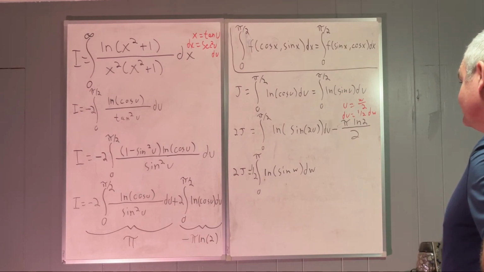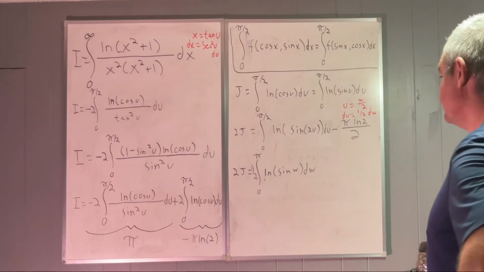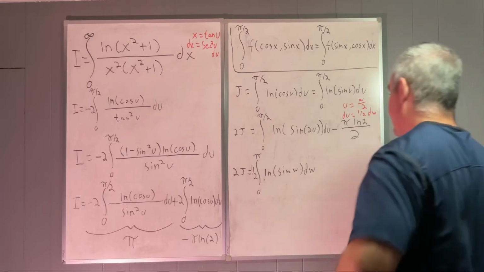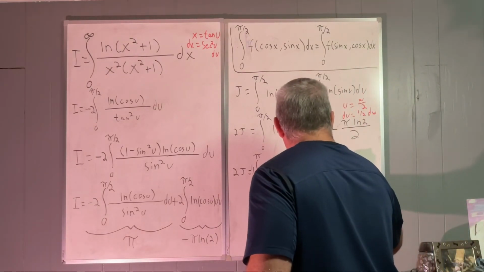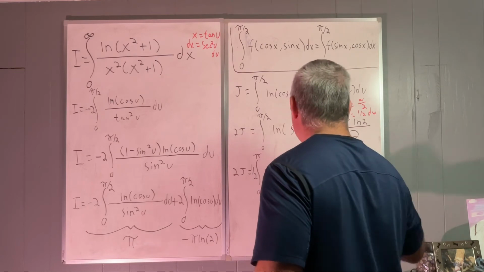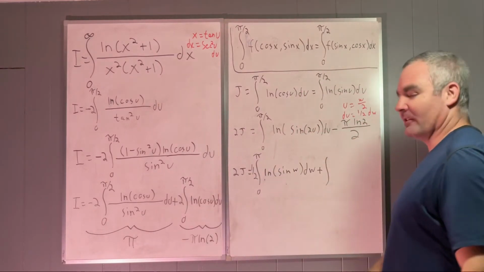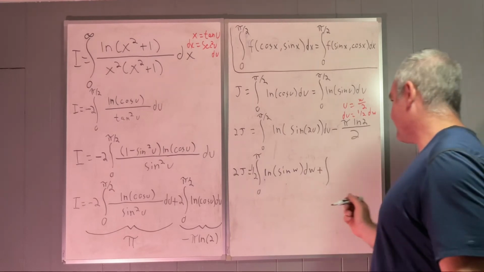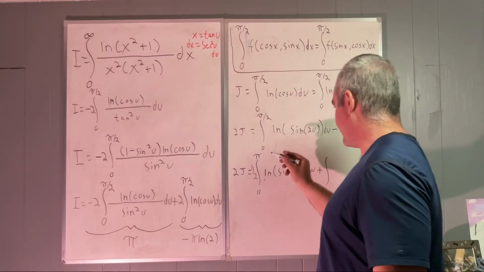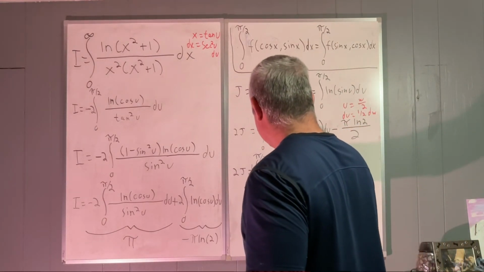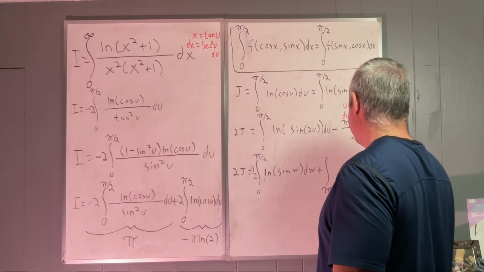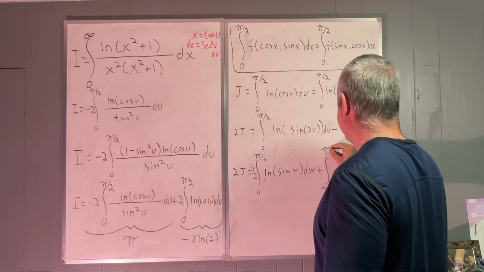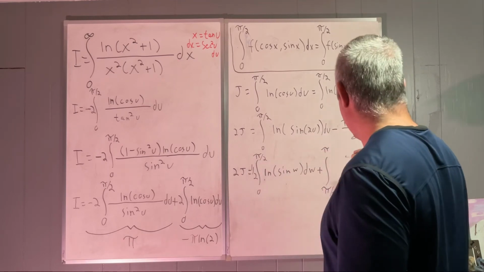Well, what do we do now? I know. I'll do this. We're going to split that integral up into two different intervals. The first one going from 0 to pi over 2, and the second one going from pi over 2 to pi.